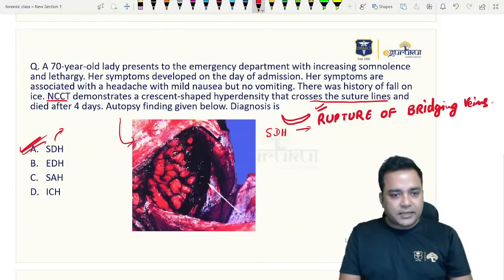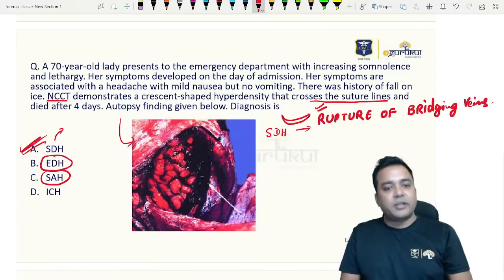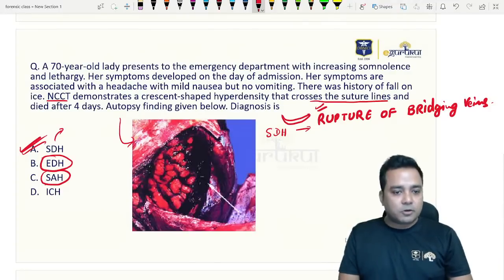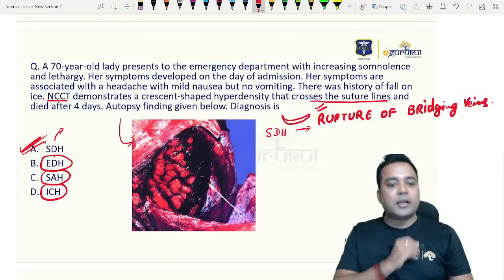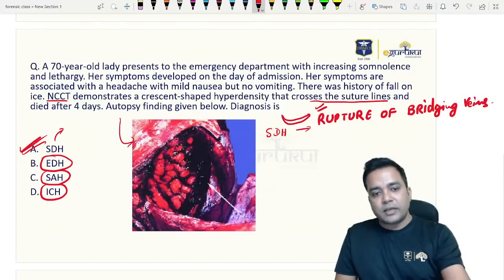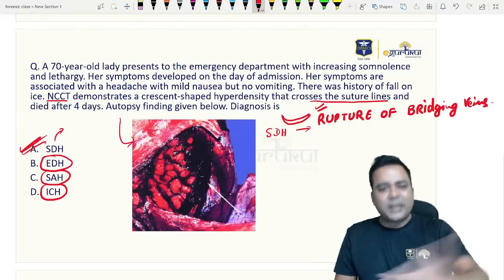What is the most common cause of EDH? Rupture of middle meningeal artery. What is the most common cause of SAH? Trauma. Preferred as an answer over rupture of intracranial berry or saccular aneurysm. What is the most common cause of intracerebral or intraparenchymal hemorrhage? Hypertension. Which artery is most commonly involved there? Middle cerebral artery. These are pet questions.